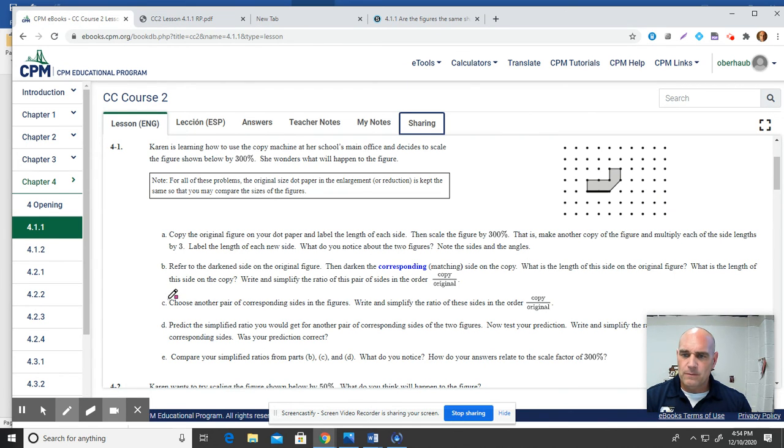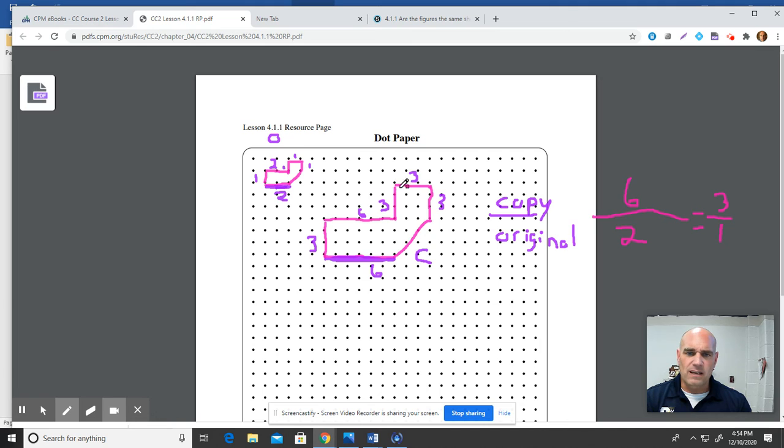So I did B. So C, choose another pair of corresponding sides on the figure, write and simplify the ratio of copy over original. All right, so let's see. I'm going to do the top one here. So remember, it is this. So let's get a different color here to be fancy. So we want to go copy over original. So 3 over 1. Once again, notice it's the same ratio as the last one.